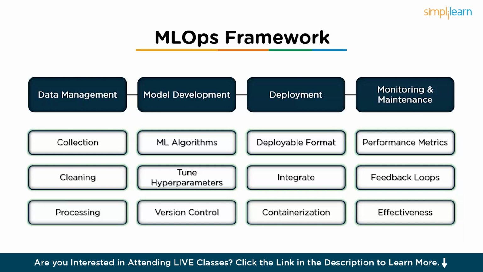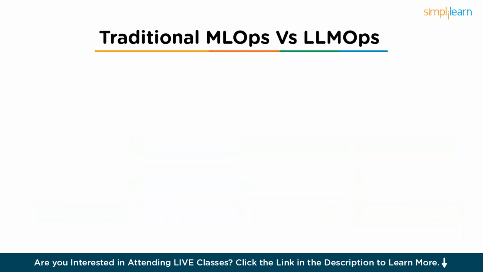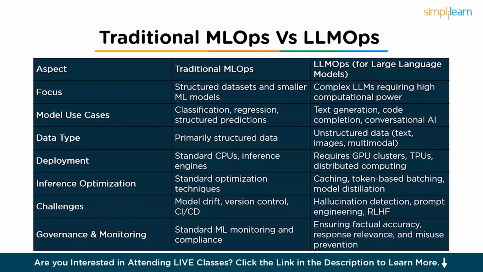This ensures that the deployed model remains effective and adapts to the evolving business needs. So next, let's compare traditional MLOps versus LLMOps. As you can see, traditional MLOps focused on structured datasets and smaller machine learning models, whereas LLMOps extends these principles to handle the complexity of large language models.